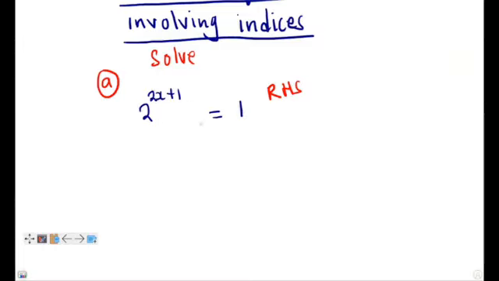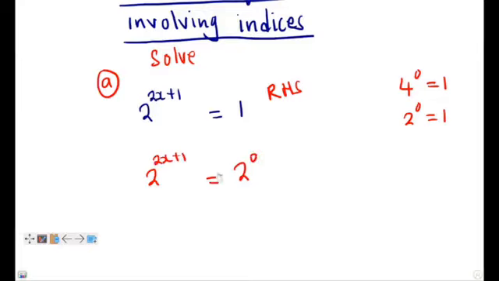You need to make sure that the bases are the same. So how do you make these bases the same? For this one to be 1, since the base here is 2, we say if you have any number raised to the power of 0, it's 1. For instance, 4 to the power 0 is equal to 1. If you have 2 to the power 0, the answer is 1. Since I've got a 2 here, I will assume that on my right hand side it was 2 to the power 0. So I'm going to say 2 to the power 2x plus 1 is equal to 2 to the power 0.